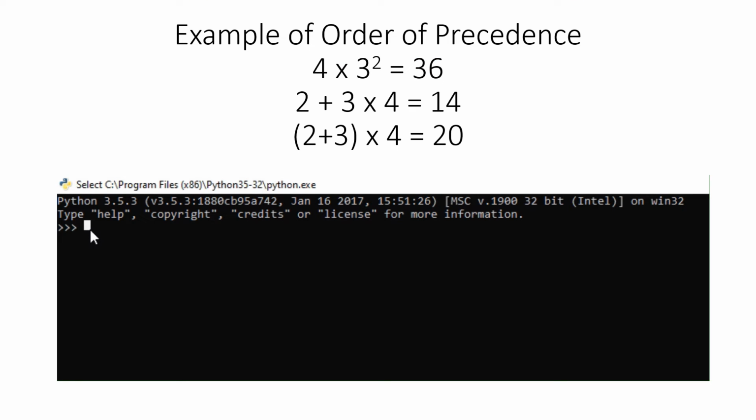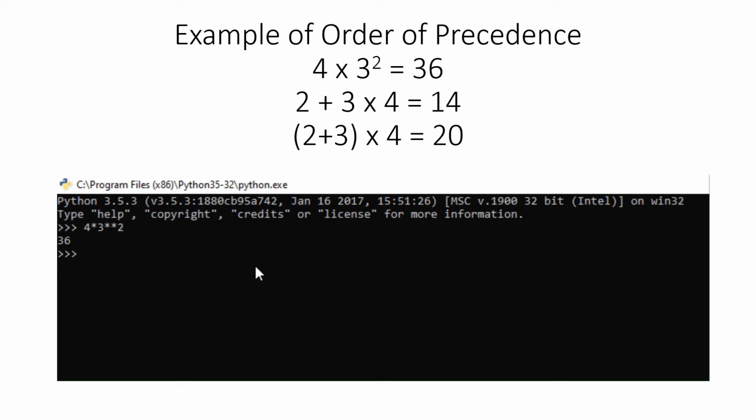Let's look into some examples. Exponentiation has the highest precedence and is evaluated first. For example, 4 multiply 3 multiply 2, enter. The answer is 36, not 144.